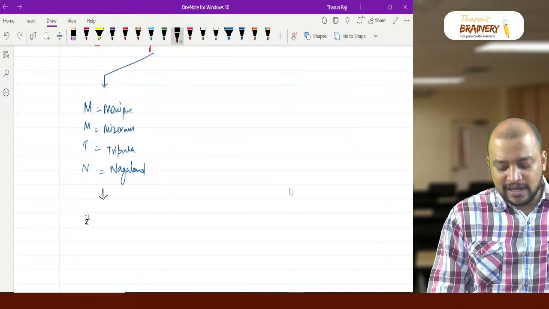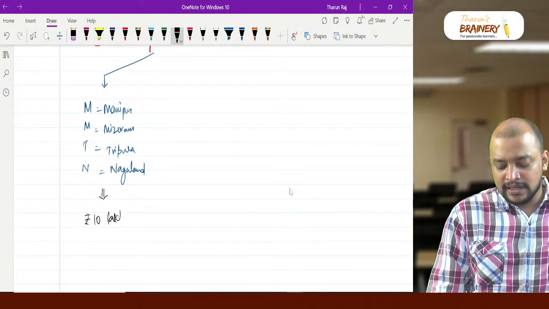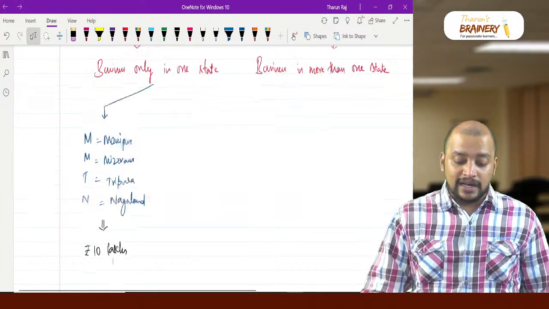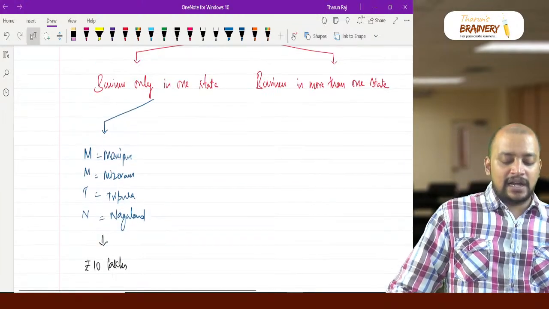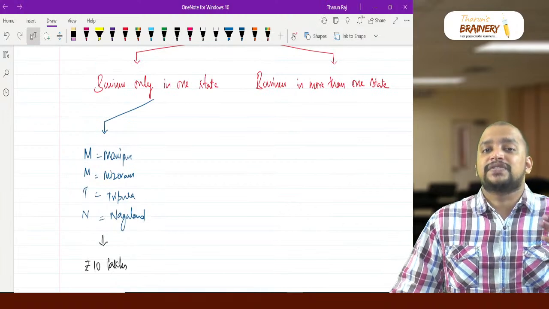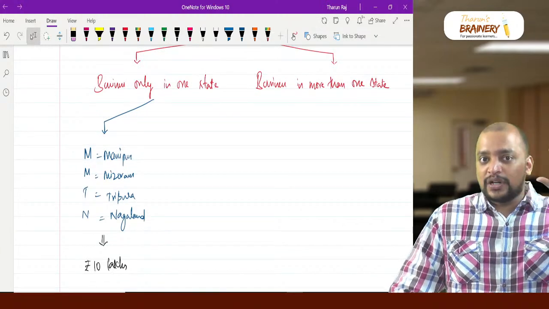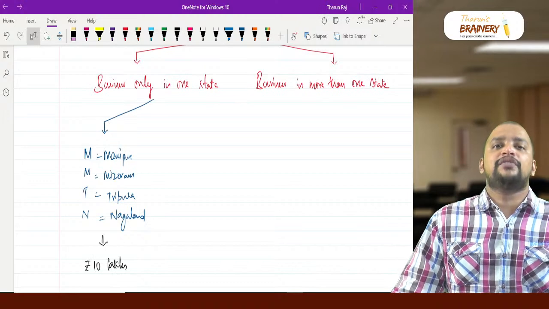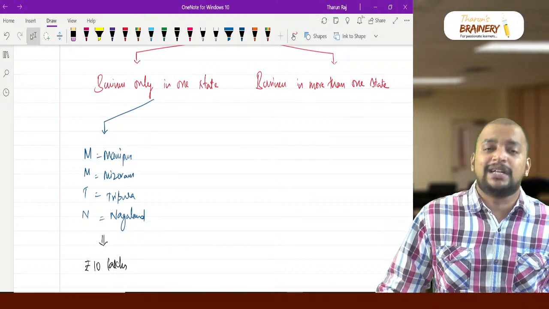So if the business you are doing is in these 4 states, then the applicable limit will be 10 lakhs. What is the applicable threshold limit? 10 lakhs. So whenever your aggregate turnover exceeds 10 lakhs, then you need to register in that state. If you are doing business only in one state and you are located in any of these states, then the applicable threshold limit will be 10 lakhs.